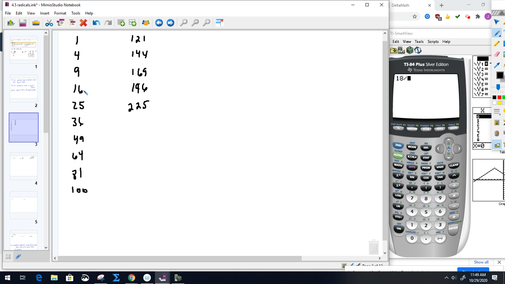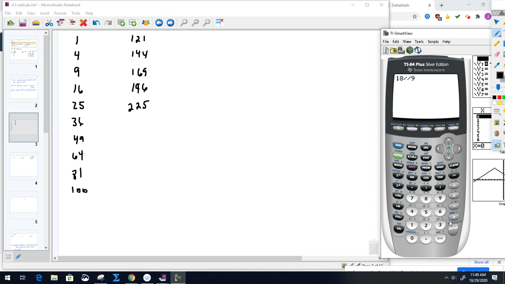And I'm hoping you know that it's not 16. We want to try the largest number first. I hope you know it's not 16. Then we would try 9. So we would go divided by 9. Oops, let me go back there and delete that. Okay. And as you can see, 9 and 2 work.